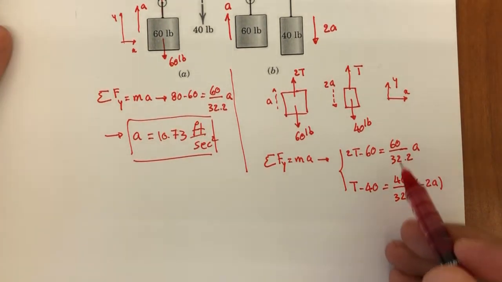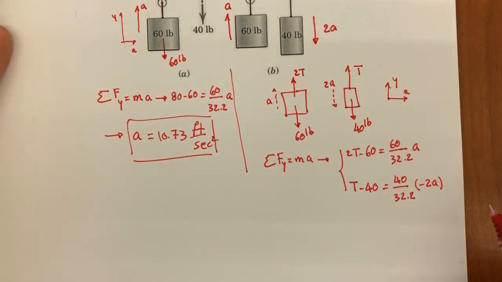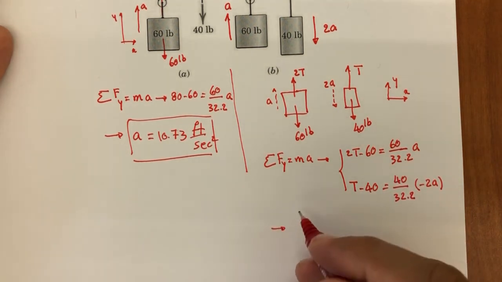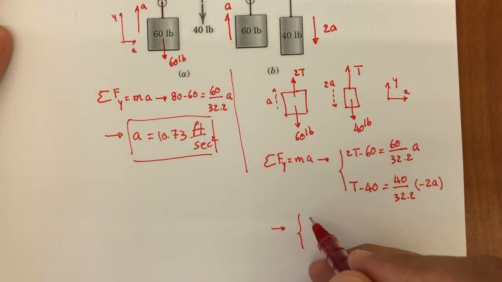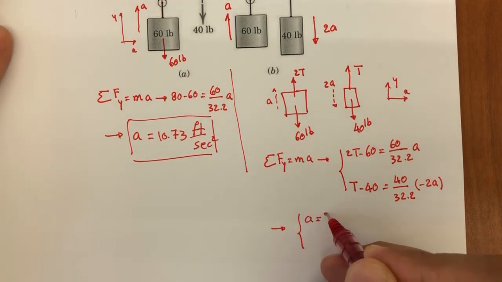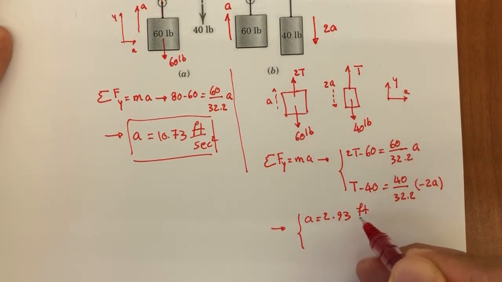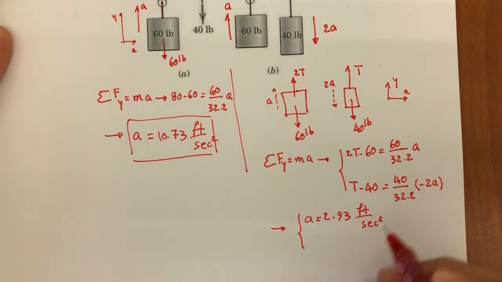The rest is simple. We have two equations and two unknowns. The unknowns are T and A. So you can easily find both of these unknowns. A is going to be equal to 2.93 foot per second squared. And tension of the cable is going to be 32.7 pounds.